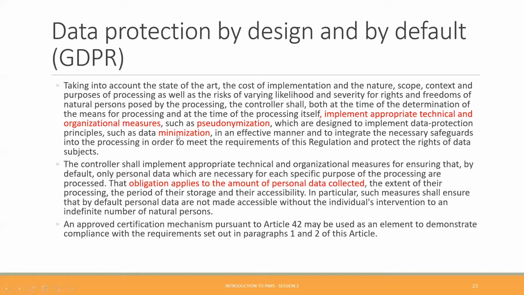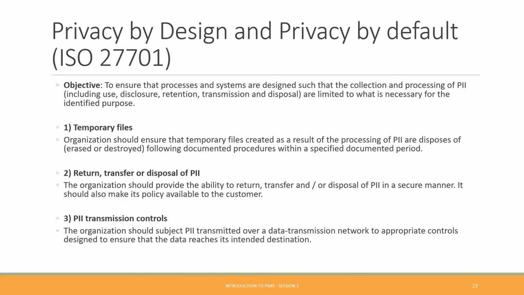So pseudonymization, minimization, all these things are tools or methodologies used to ensure data protection by design and by default. The obligation applies to the amount of personal data. This is always going to be one thing. When I process anything, I always ensure that only the required data is used for that. That means I consider only the data which is essential for running the process. That is what the standard 27701 talks about, privacy by design and privacy by default, and GDPR also talks about that.